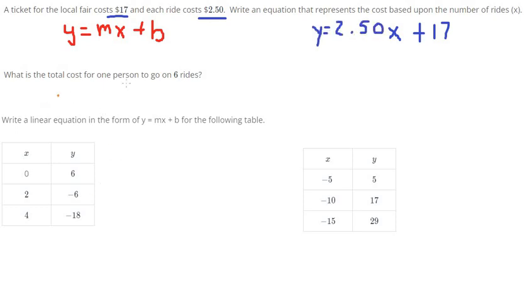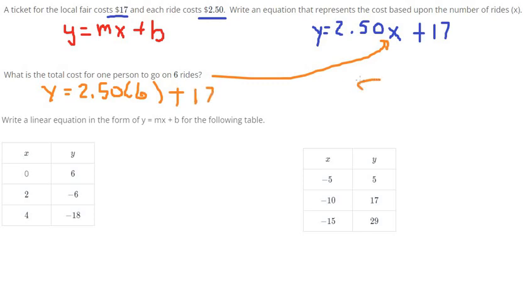So what is the total cost for one person to go on 6 rides? Well, we just need to put 6 in for our input variable, which is x for what I used, and that's going to be y equals 2.50 times 6 plus 17. And that is going to give us a value of $32 then.